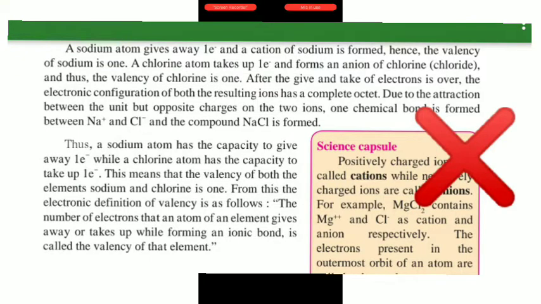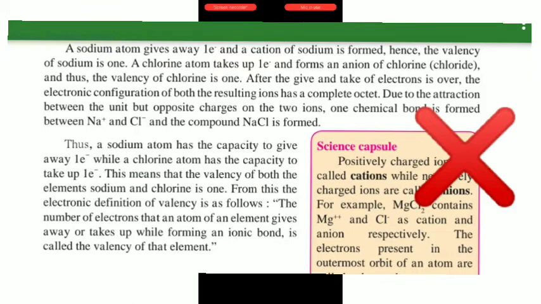A sodium atom gives away one electron and a cation of sodium is formed. Hence, the valency of sodium is 1. A chlorine atom takes up one electron and forms an anion of chlorine, that is chloride, and thus the valency of chlorine is 1. After the give and take of electrons is over, the electronic configuration of both the resulting ions has a complete octet.